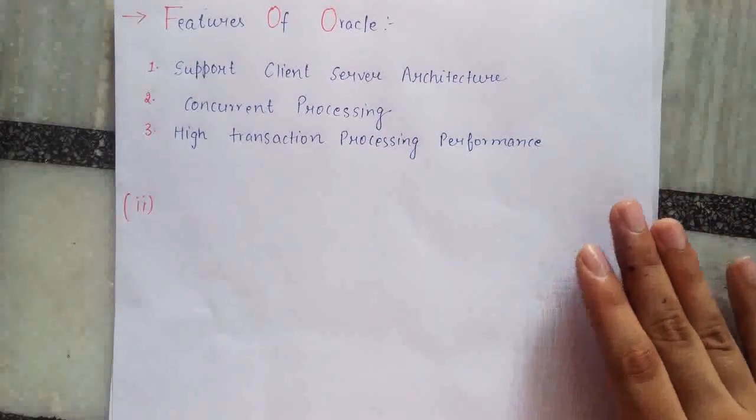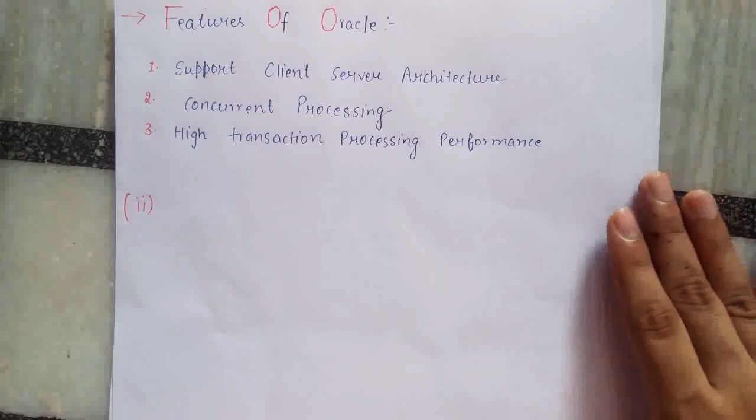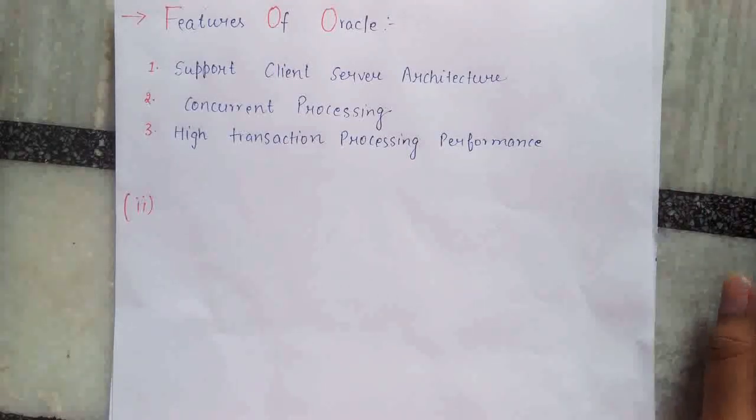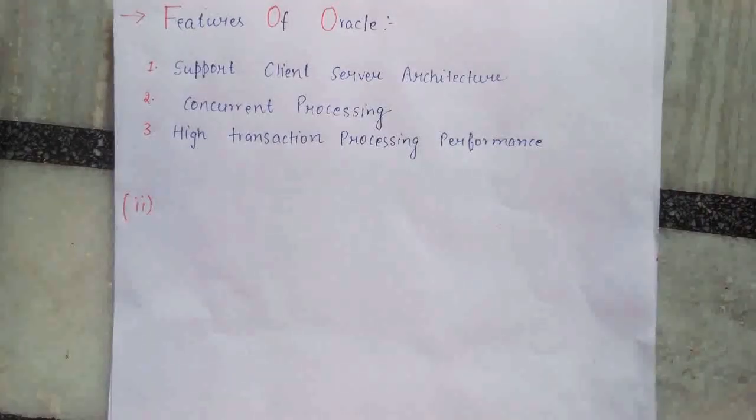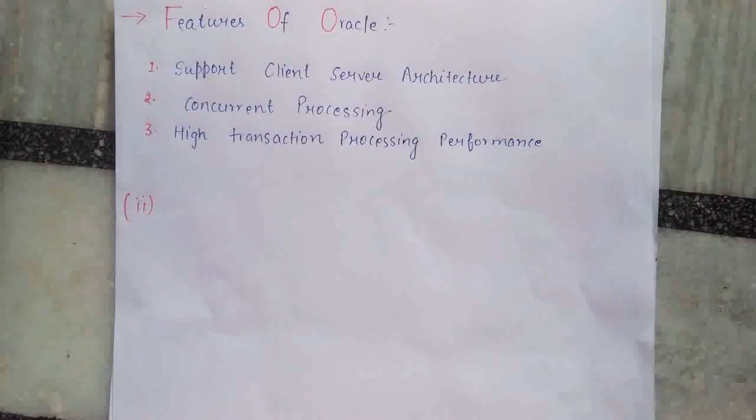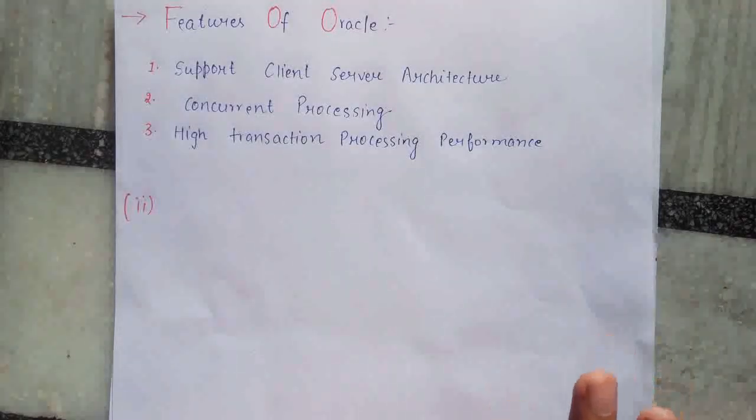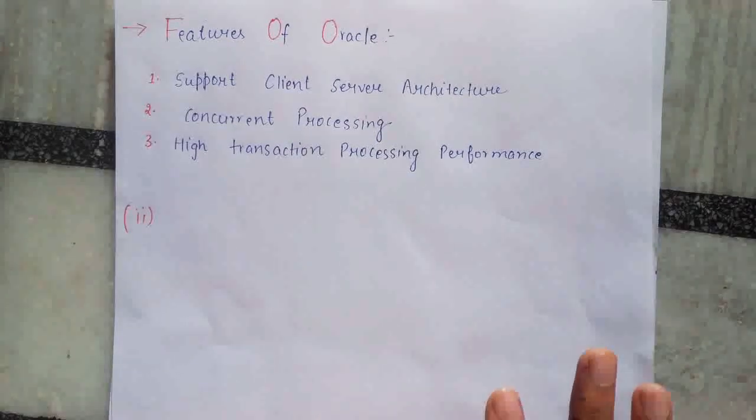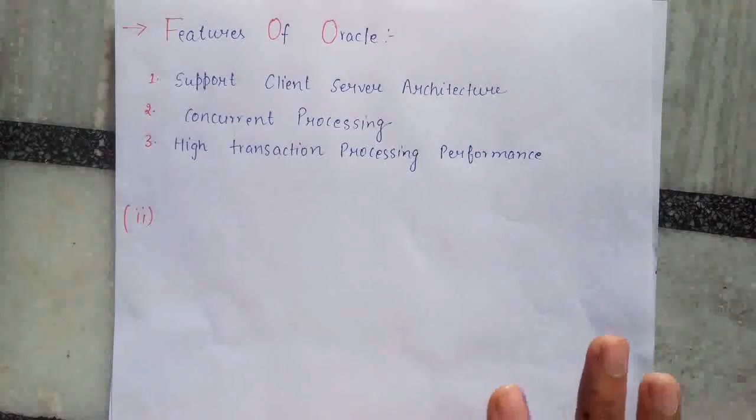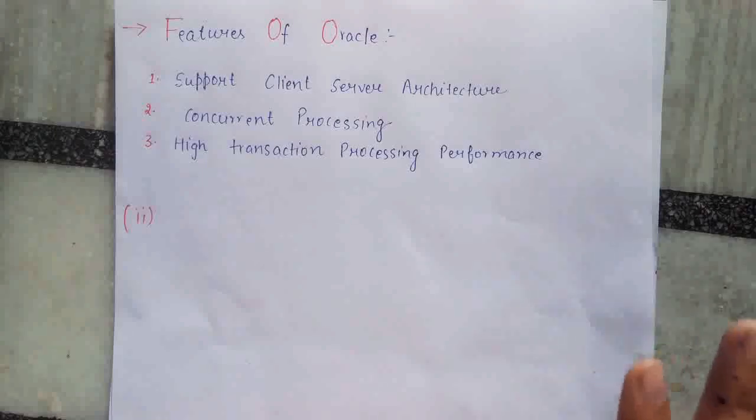And the third one is high transaction processing performance. Of course, when we are performing some action, when we are firing some query, it gives us the result of that query within some seconds. So that's why it gives us high processing performance, that is given by Oracle. So these are the features of Oracle. I hope you get a clear idea about what Oracle is basically and what its advantages are.